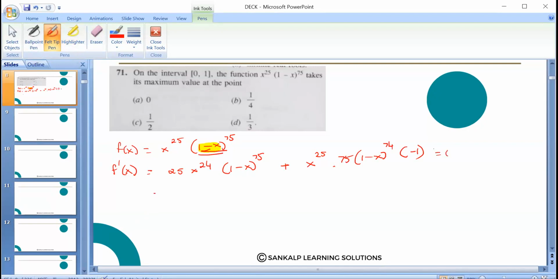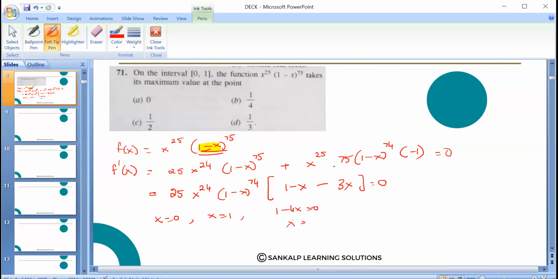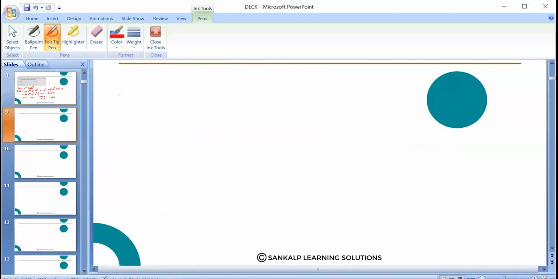Now you have to set this to 0. But before that, take 25 common, take x power 24 common, 1 minus x power 74 common. So left is 1 minus x, and then minus 3x, equal to 0. So x is 0, x is 1. 1 minus 4x is 0 means x is 1 by 4. These are the turning points: 0, 1, 1 by 4.